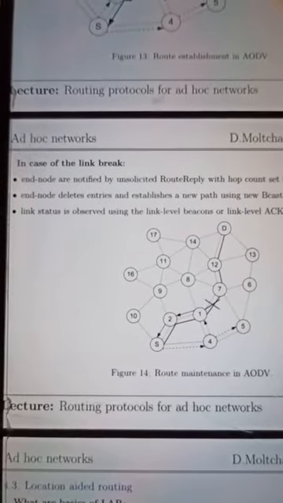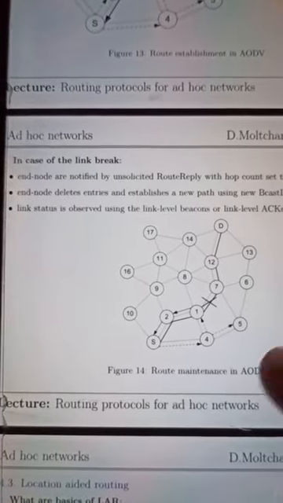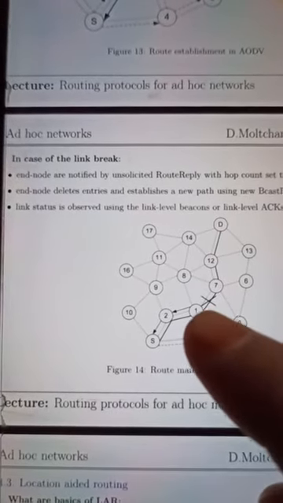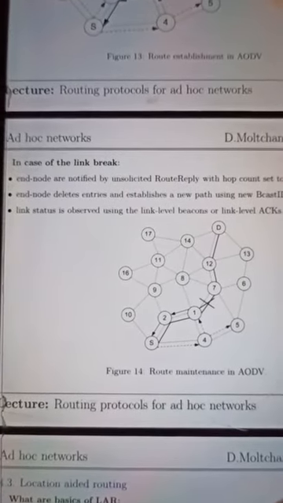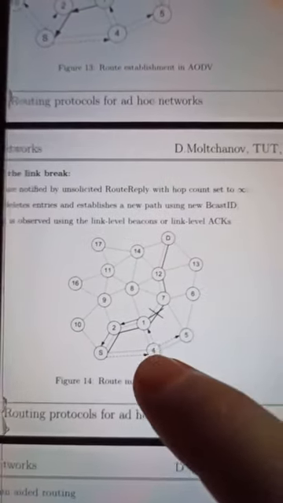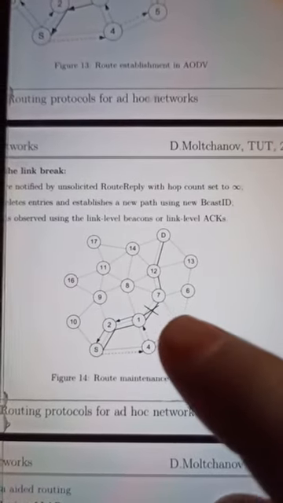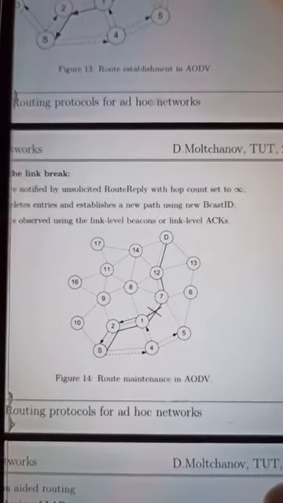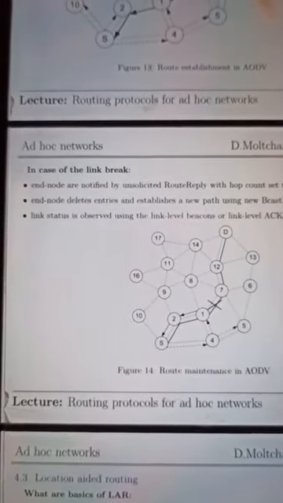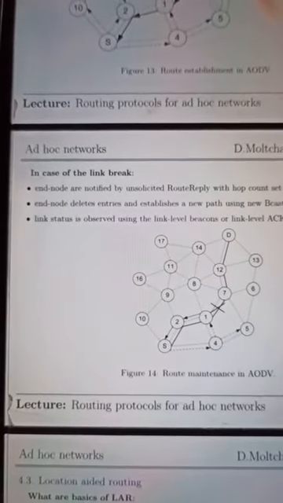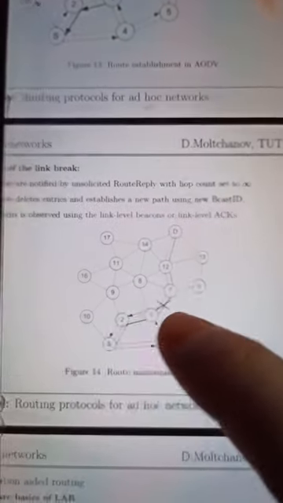So if a break occurs, then what happens? If the link between node 1 and 7 breaks, then what does it do? The nodes are notified by an unsolicited route reply with hop count set to infinity. Then the node deletes the entries and establishes a new path using the broadcast ID.